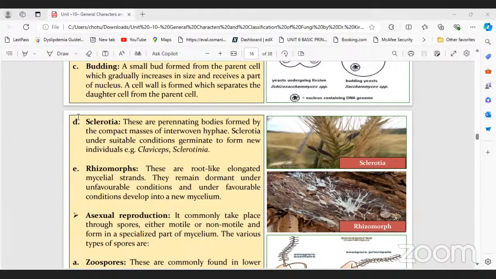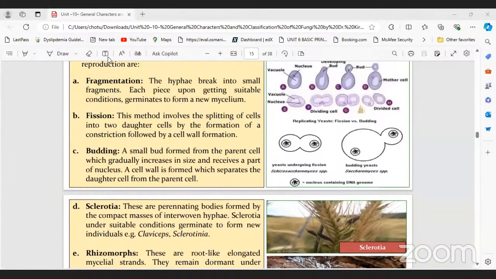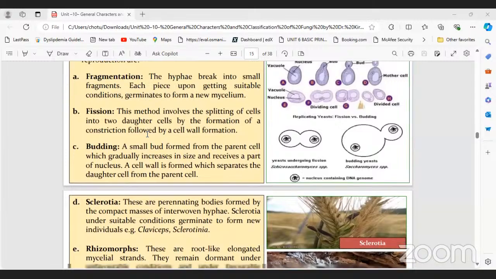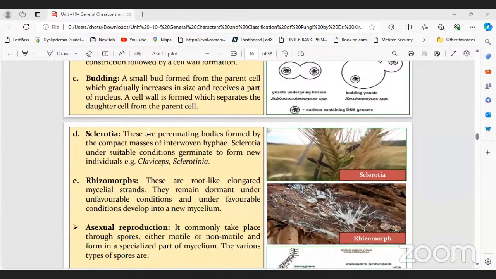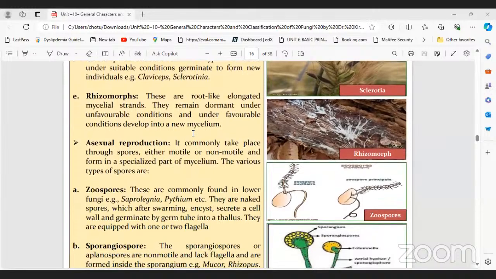Okay, these are all vegetative reproduction: fragmentation, fusion, budding, sclerotia, and rhizomorphs.